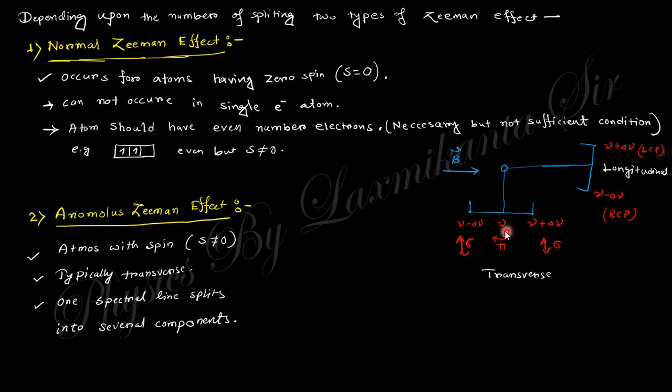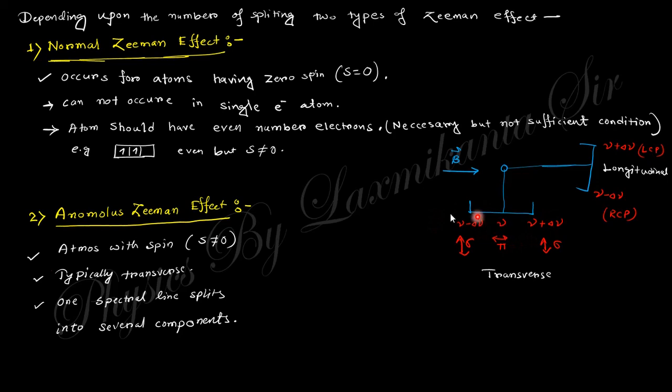That means the total intensity of this one component is equal to the total intensity of these two components. So this is for the normal Zeeman effect. In case of the anomalous Zeeman effect, this is not similar. The longitudinal part is not effectively changed, but the transverse part is effectively changed. That is the typically transverse written here.